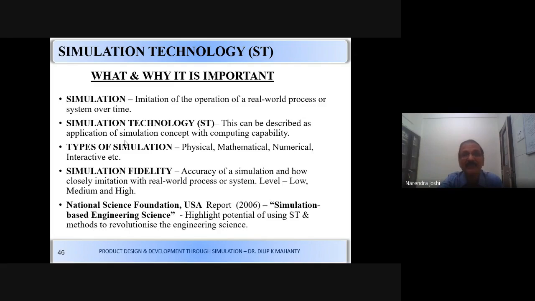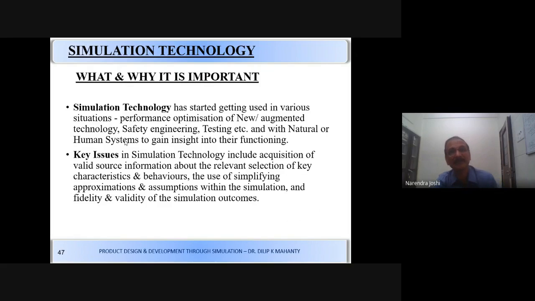And today, in a decade and a half, we are seeing the impact of simulation technology in product development. So what is it and why is it important? It has started getting used in various situations: performance operation of new or augmented technology, safety engineering, testing with natural human systems to gain insight into their functioning. Whether you talk about biological, medical, physical, or natural issues, simulation technology gives very strong insight into the situations happening.